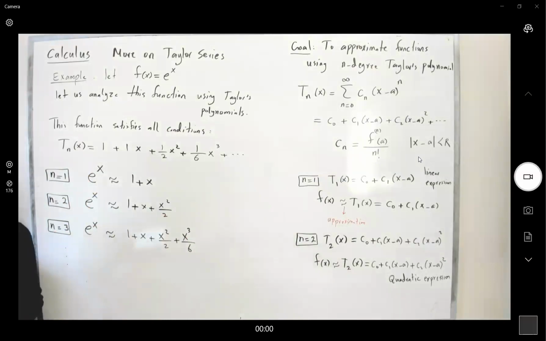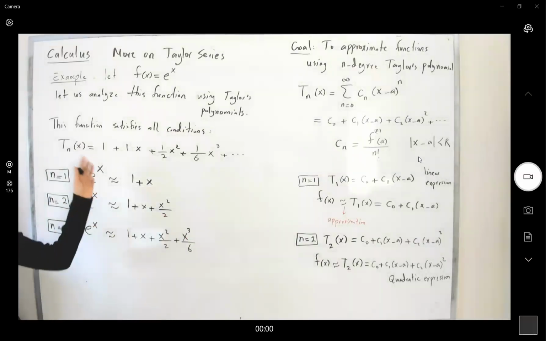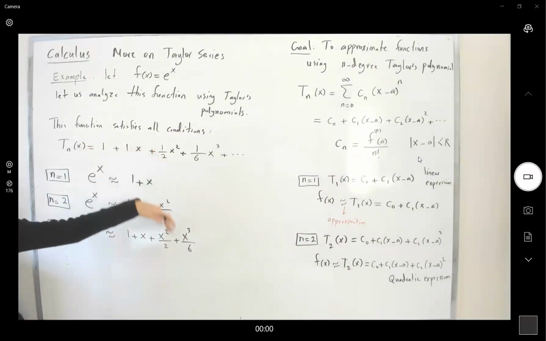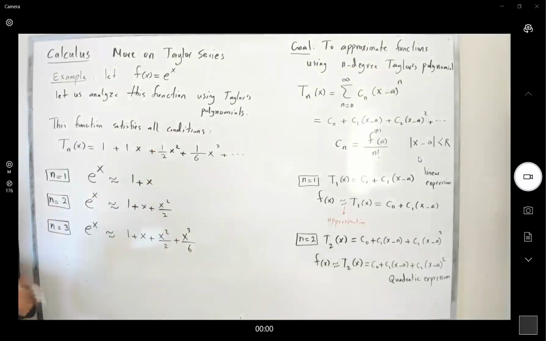We can just plug in n equals 4. You get 1 plus x plus a half x squared plus 1 over 6 x cubed plus 1 over 24 x to the 4th, and the rest of the terms for different n values.